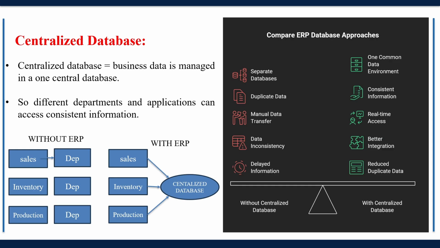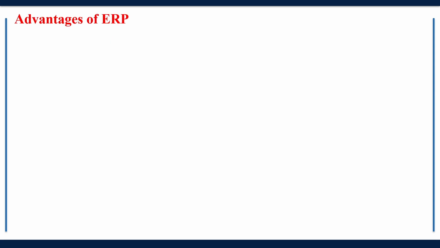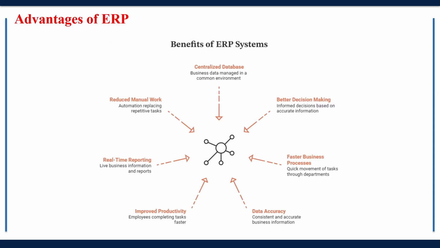For example, let us consider 100 units of laptops. The inventory database says 80 units are available, while sales shows 70 units are available. So without an ERP, it's difficult to determine what quantity is available. Then the advantages of ERP: centralized database, better decision making, faster business processes, data accuracy, reduced manual work, and real-time reporting. These are all the benefits of enterprise resource planning.